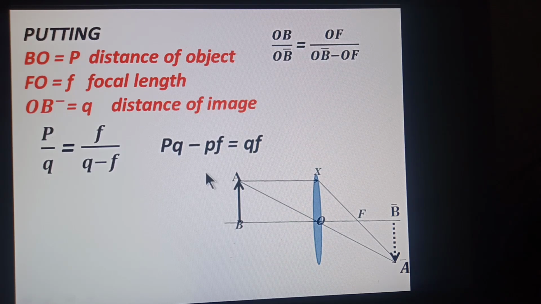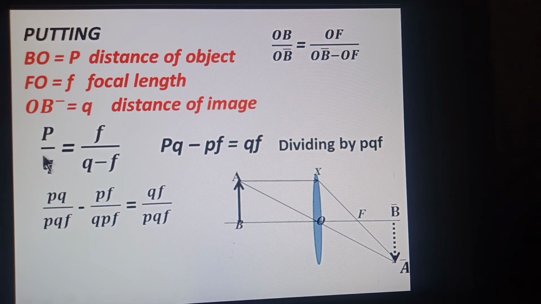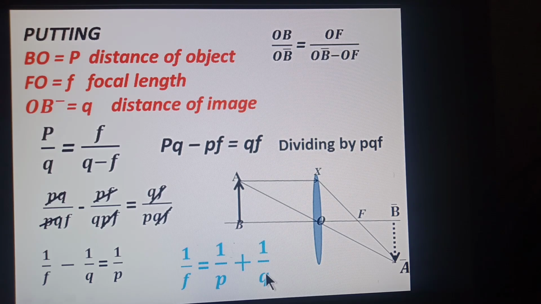To solve this equation, dividing both sides by PQF. This will be the situation. This term is divided by PQF, this term is divided by PQF, and right hand side is divided by PQF. Some of the terms will cancel each other. PQ in the first term is cancelled with PQ. PF in the second term is cancelled with PF. QF in the third term is cancelled. What are we left with? 1 over F minus 1 over Q is equal to 1 over P. Now we will just rearrange it and we will get the standard form of lens formula or lens equation. 1 over F equals 1 over P plus 1 over Q.